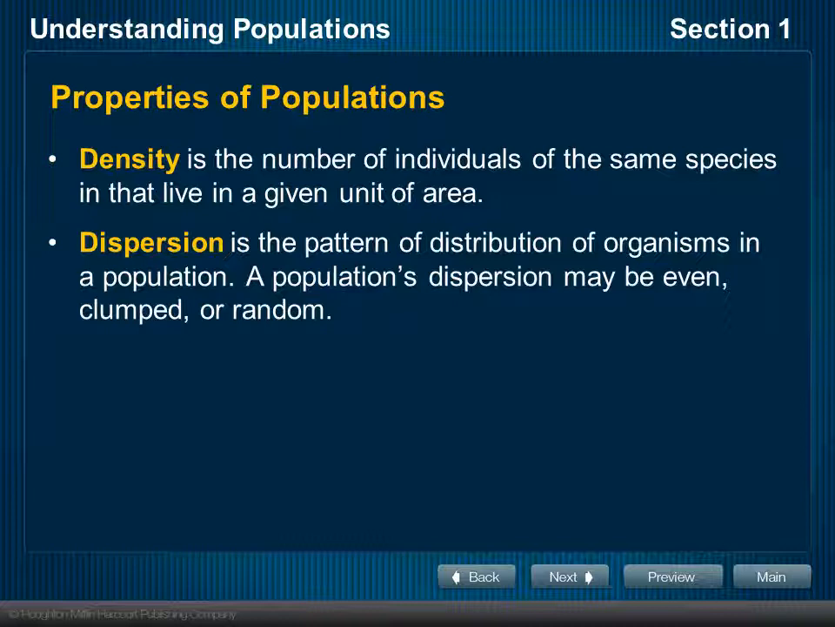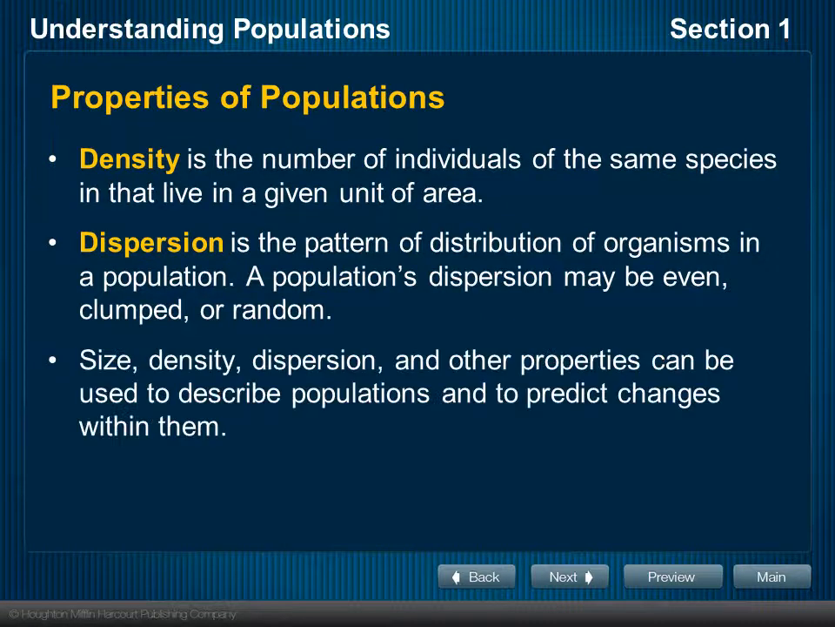Okay. The other thing we talk about as ecologists is dispersion, and dispersion has to do with how the organisms within the population are distributed in the area of that population. So it has to do with pattern of distribution, and we can discuss dispersion in terms of it being even, or they are evenly dispersed, or clumped, or random, but it has to do with pattern of distribution of organisms. So we look at size in terms of population, we look at density, we look at dispersion, and there are other properties that we're not going to go into, but ecologists look at all these and use these to actually describe a particular population. And when you are able to collect data over long periods of time, you can use these properties not only to describe that population, but to predict any changes that are taking place or that will take place within that population.